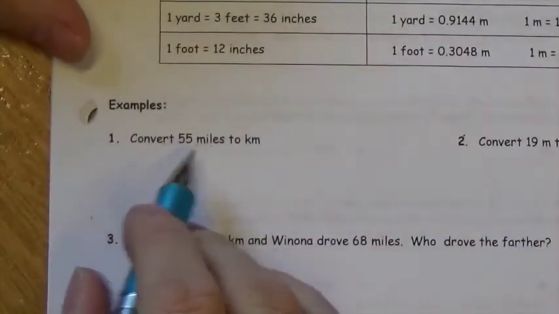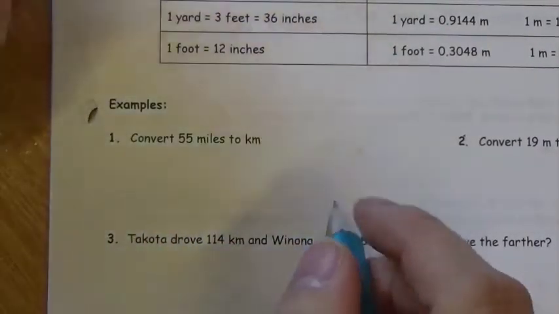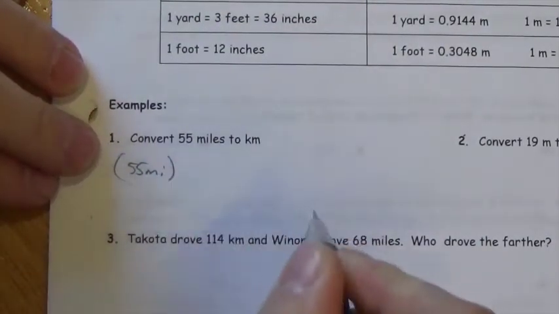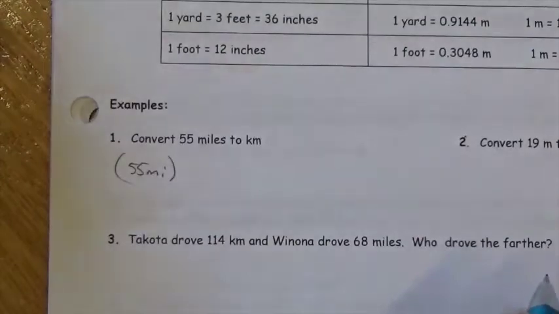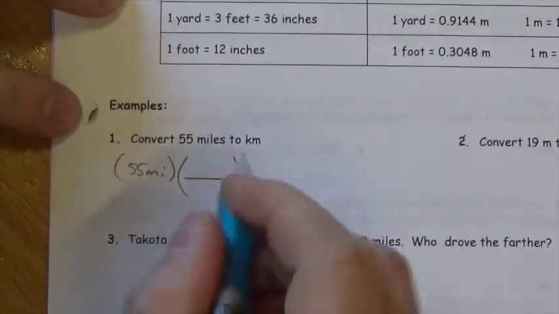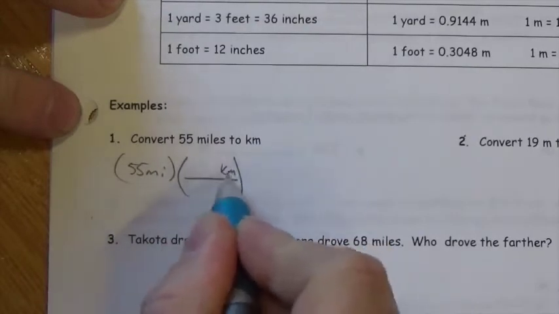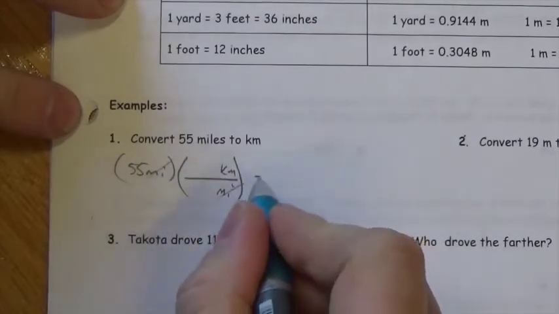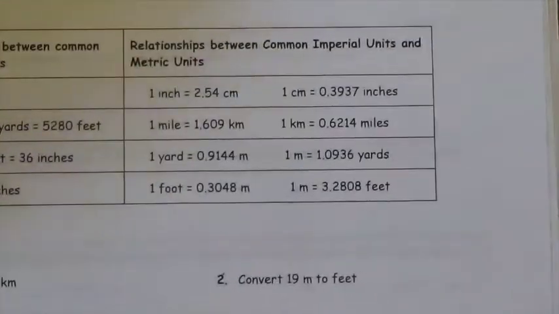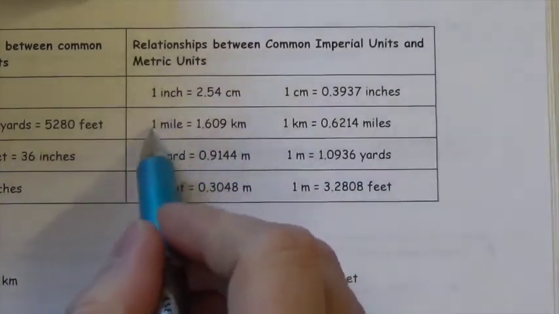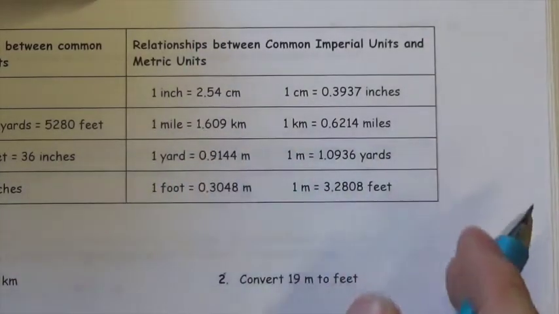All right, so the first question here tells me to convert 55 miles to kilometers. So we've got 55 miles here. I need to multiply it by a conversion factor that works like this. I want to convert it to kilometers, so kilometers goes in my numerator and miles goes in my denominator so that my miles will cancel. So I'm going to take a quick look up here, and what do I got here? Well, I got 1 mile is 1.609 kilometers.